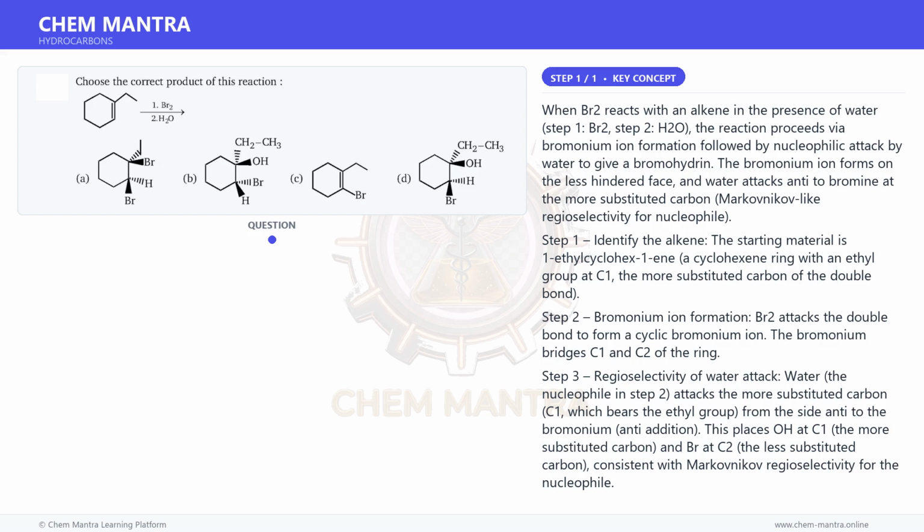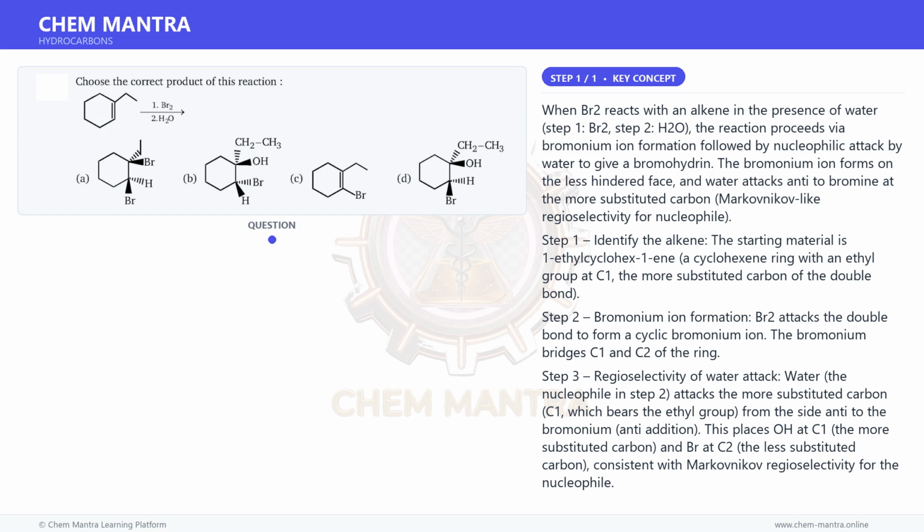When Br2 reacts with an alkene in the presence of water, step 1, Br2, step 2, H2O, the reaction proceeds via bromonium ion formation followed by nucleophilic attack by water to give a bromohydrin. The bromonium ion forms on the less hindered face, and water attacks anti to bromine at the more substituted carbon, Markovnikov-like regioselectivity for the nucleophile.